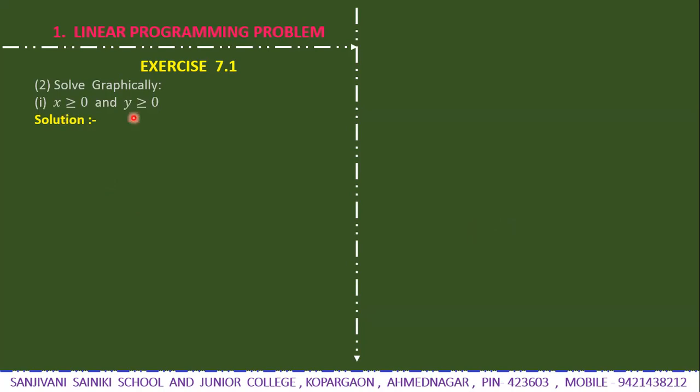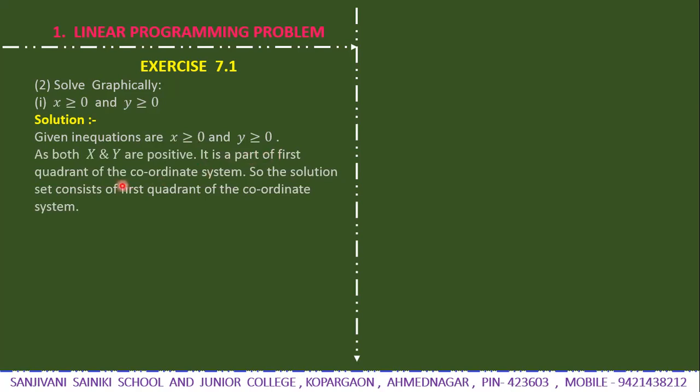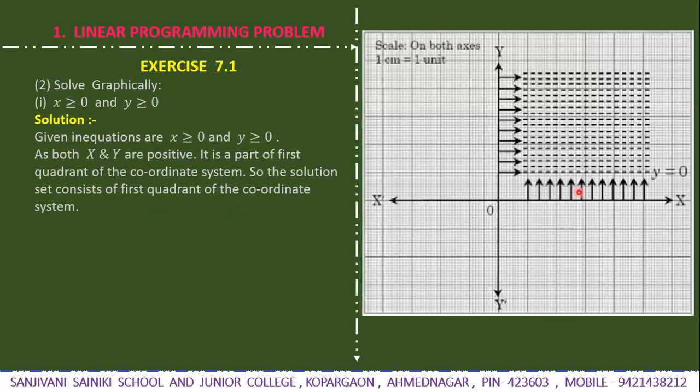Now these are the two linear inequations we have been given: x is greater than or equal to 0 and y is greater than or equal to 0. As both x and y are positive, it is a part of the first quadrant of the coordinate system. So the solution set consists of the first quadrant. Here x is greater than or equal to 0. If we take this equation, we get x is equal to 0, but x is equal to 0 is the equation of the y-axis. And x is positive, so we have to take this side only in the solution set.